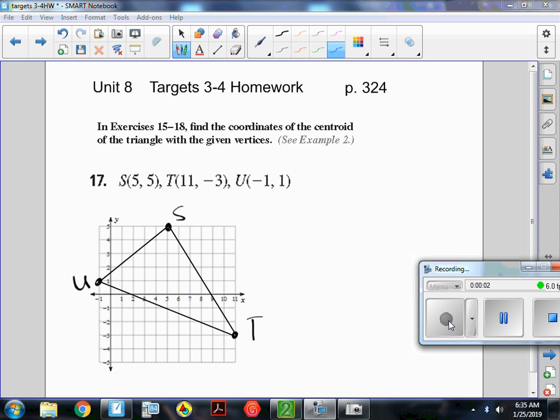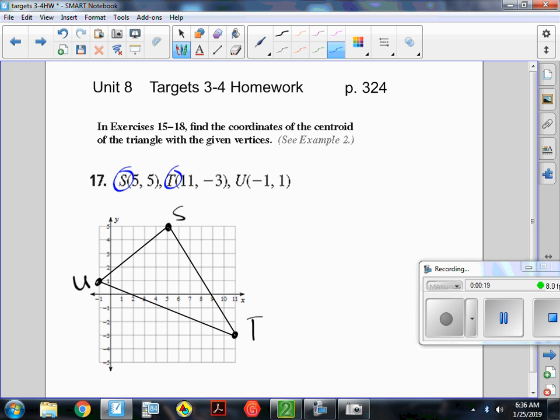This is Unit 8, Targets 3 and 4 homework. Number 17, find the coordinates of the centroid. So I started by drawing the 3 points on a graph and plotting them. To find the centroid, I need to find the medians. The medians are drawn from a vertex to a midpoint. So I'm going to start by finding midpoints.